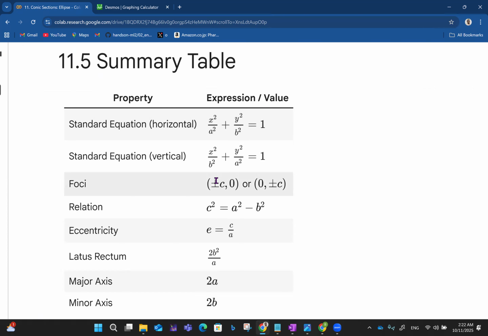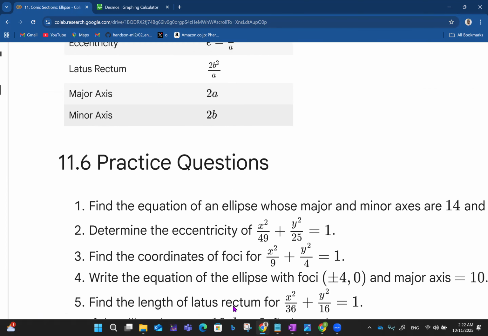So then the foci, of course, will be plus or minus c, 0, or 0, plus or minus c. Plus or minus c, 0 is for the horizontal, while 0, plus or minus c is for the vertical. And the relation is c squared equals a squared minus b squared. Eccentricity is c over a. The latus rectum is 2b squared over a. Major axis is 2a. Minor axis is 2b. That's the summary of what we've learned so far.